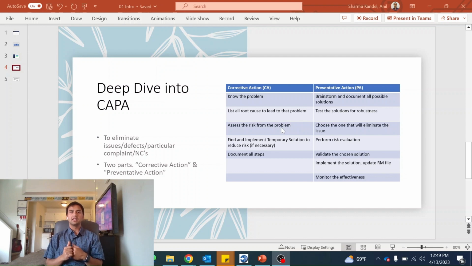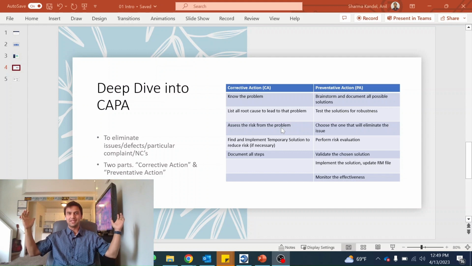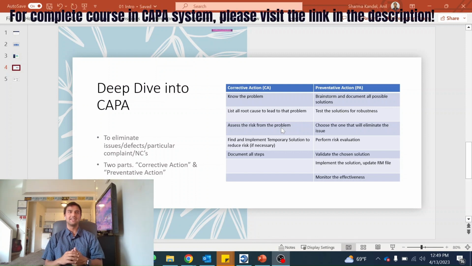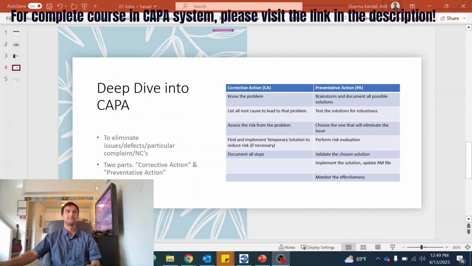So that being said, we touched on what CAPA is and went into a big picture. I think you guys got a really good overall picture of how CAPA should look. So now what we're going to do is dissect each of these and basically help you guys start the CAPA system from scratch. That being said, I'll see you guys in the next class.